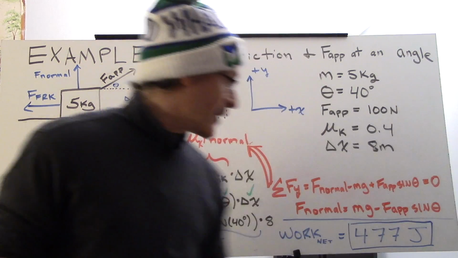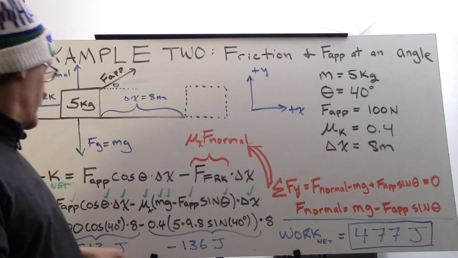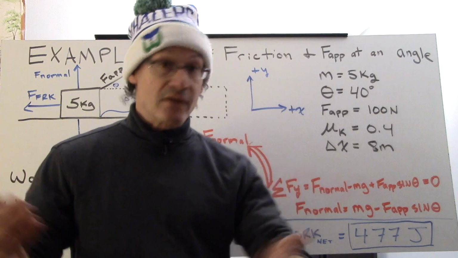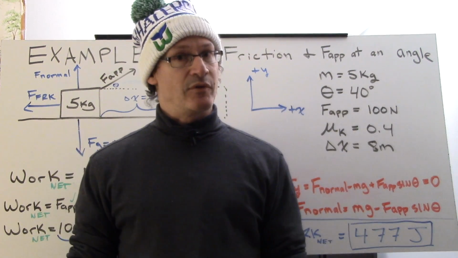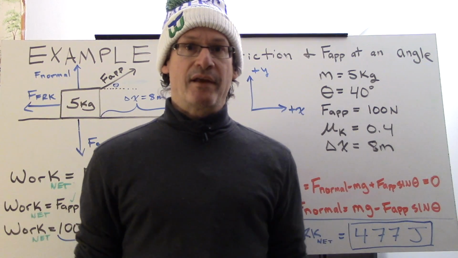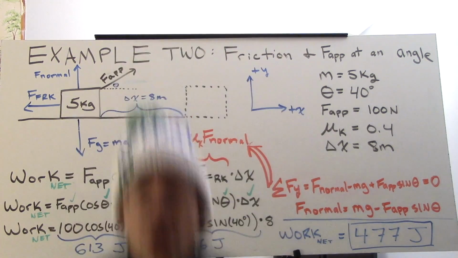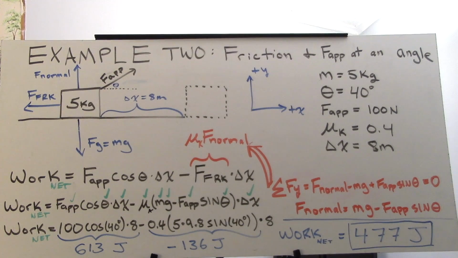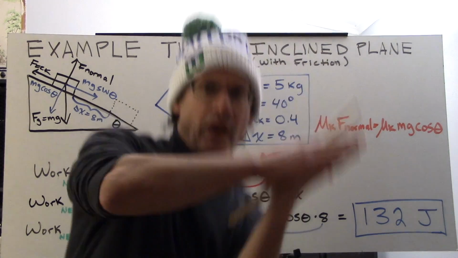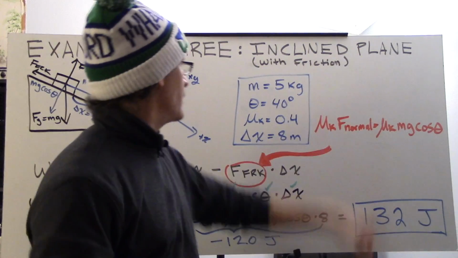Okay, so if we crank this through, the net amount of work is just 613 minus 136, or 477 joules, significantly less than we had in the very simple example. Okay, very good. We're going to do one more with the inclined plane. So here we go. Voila, the inclined plane with friction.